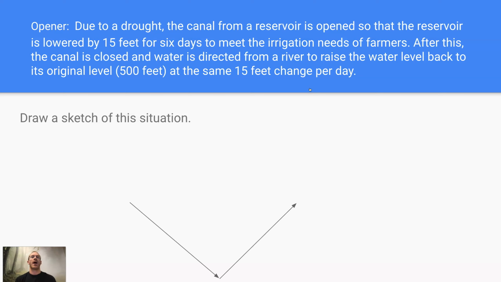Okay, so now when I look at this, we know that it is lowered by 15 feet per day for 6 days. That's a constant rate of change. It's going to go down by 15, down by 15, down by 15, down by 15 over those 6 days. Now, what happens? They're going to raise it back up, and it's going to go back up at that same rate of change. So now it's going to go up by 15, up by 15, up by 15, up by 15. And notice, it's linear down and then linear up, and it creates a V.